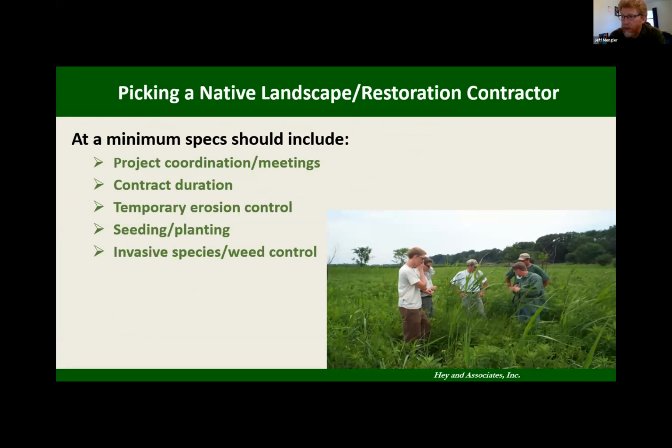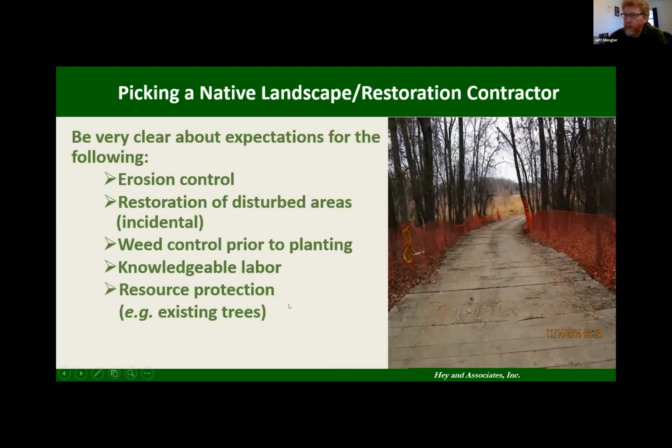At a minimum, important things to include in the specs should be project coordination meetings, a requirement that they have those with you. Spell out the contract duration, and whether or not they're responsible for any temporary erosion control that comes up. A lot of times there can be blaming going on: when something starts to erode, it was the other contractor's fault, it's not our fault. But it needs to be clear who needs to resolve it. And seeding and planting, and invasive species control we'll talk a little bit more about in a minute here. So you just need to be very clear about the expectations for these things.